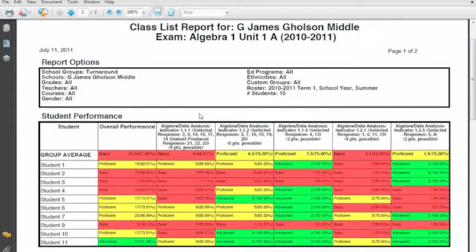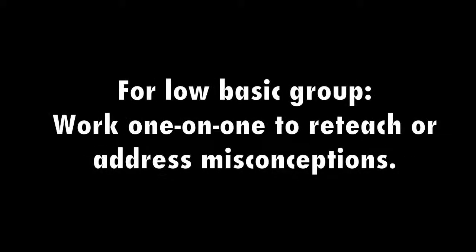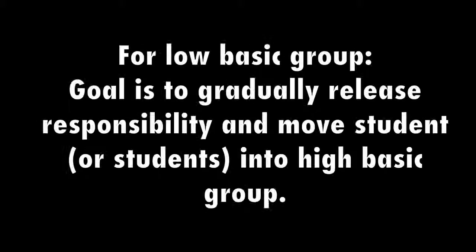With the lowest student, in this case student 3, the most intense work will be performed. At first, group the student with the high basic group, allowing them to listen in on problems and contribute as they can to the discussion. When the high basic group moves on to the higher order questions on their own, you can take this time for one-on-one individualized instruction to either reteach material or address misconceptions the student had.